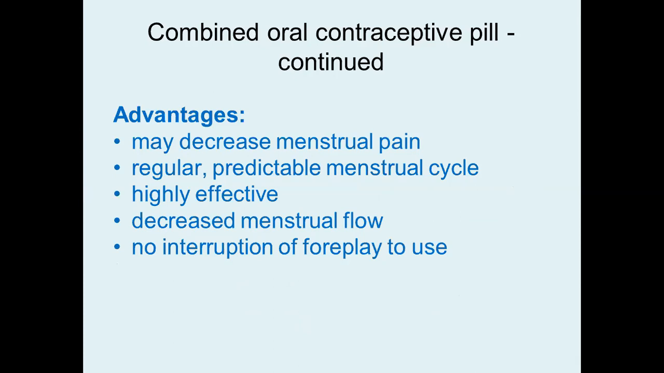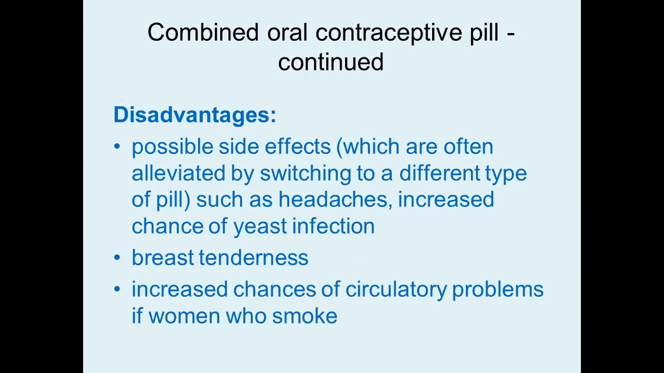What are the advantages? May decrease menstrual pain, regular predictable menstrual cycle, so a female will know the exact day that she's going to start menstruating, and that doesn't always happen in females, so it's a bonus to know when that is going to happen. It's very effective if used correctly. It decreases menstrual flow, and there's no interruption of foreplay to use like it happens with condom. So it doesn't spoil the mood.